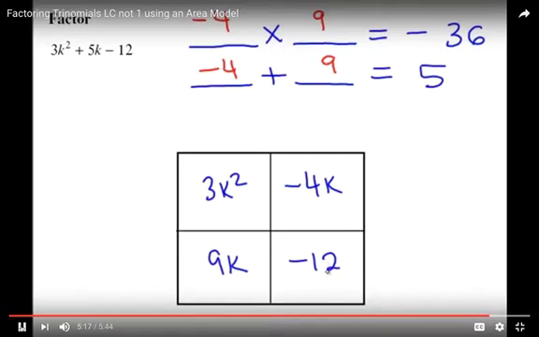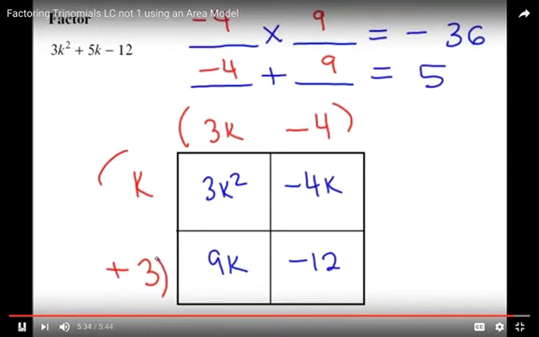We look for factors. I see negative 4 as a factor over here, which means this has to be k. Up there has to be 3k in order to get 3k squared, which means the bottom has to be 3. And we have our product of two binomials, product of two factors, as k plus 3 times 3k minus 4. That's it.